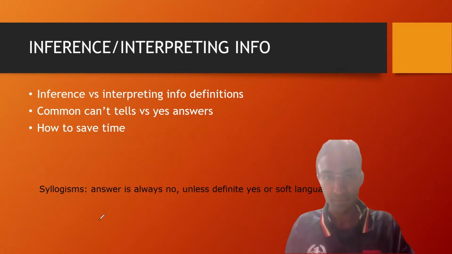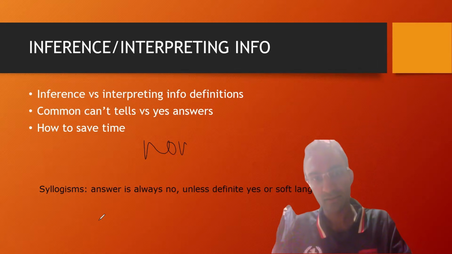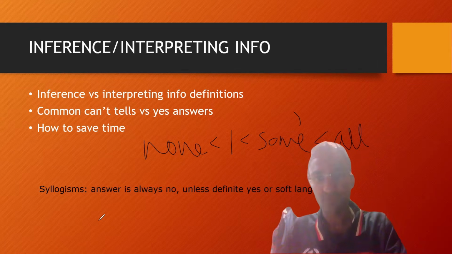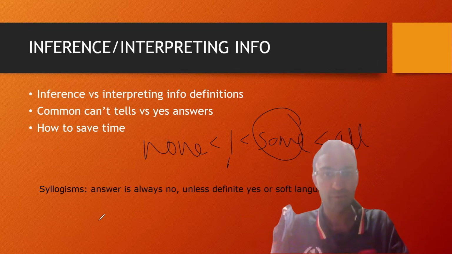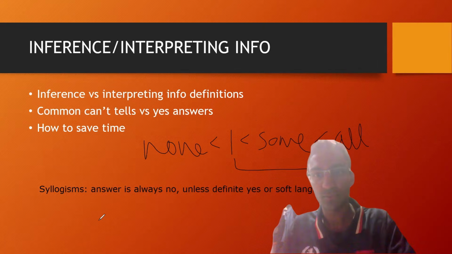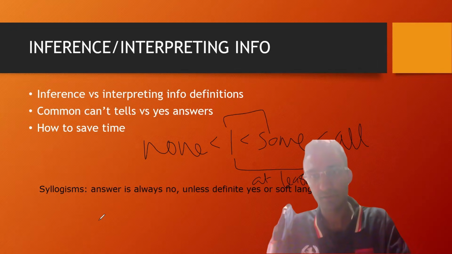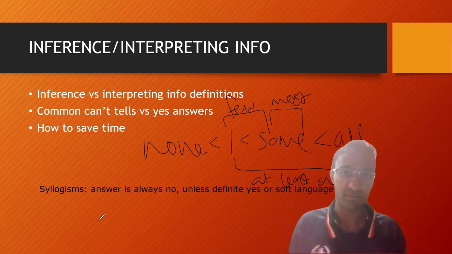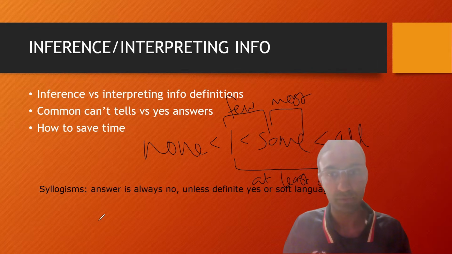I think people now know that it goes none, one, some, and all. So one is excluded from some. So it's actually very hard to say yes to some because you always have this possibility of one. And then you have at least one, and then you have sort of few and most being less than or more than 50%, but not all or none.